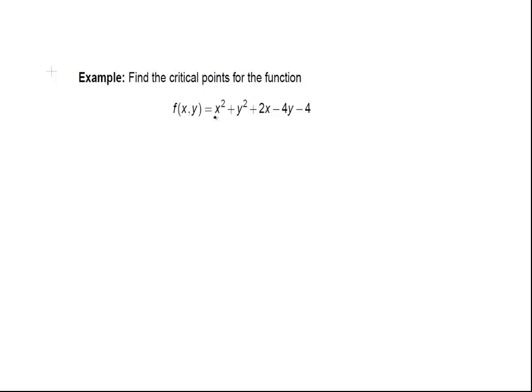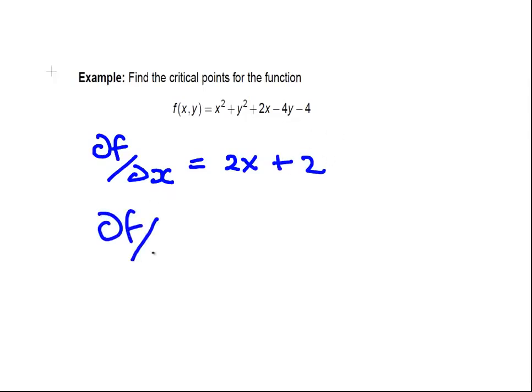So find the critical points for the function as follows. f of x, y equals x squared plus y squared plus 2x minus 4y minus 4. This is a simple one just to get started. The partial derivative of f with respect to x: x squared gives 2x, y squared gives 0, plus 2x gives plus 2, minus 4y gives 0, and minus 4 gives 0.